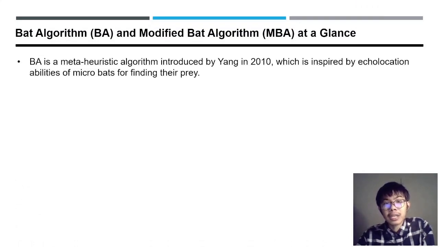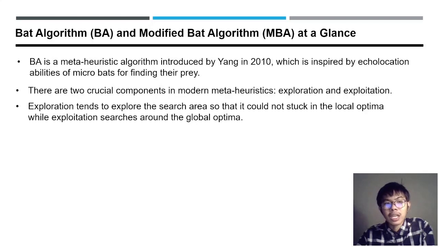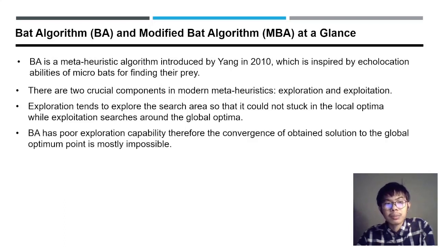BA is a meta-heuristic algorithm introduced by Yang in 2010, which is inspired by the echolocation abilities of microbats for finding their prey. There are two crucial components in modern meta-heuristics, exploration and exploitation. Exploration tends to explore the search area so that it does not get stuck in local optima, while exploitation searches around the global optima. BA has poor exploration capability. Therefore, convergence of the obtained solution to the global optimum point is mostly impossible.